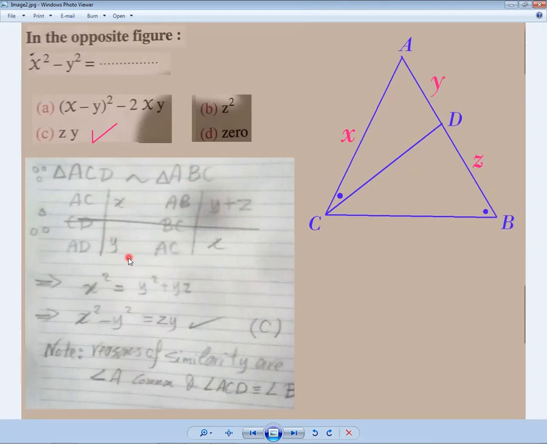Now, we have to equate ratios, X over Y and Y plus Z over X, making cross multiplication, multiplying X by X to get X to the power of 2, multiplying Y and the total of Y plus Z, you will have Y power 2 plus YZ. Taking this equation and moving Y squared to the left-hand side, you will get X squared minus Y squared equals ZY. So I have to choose number C. I wrote the reason of similarity here: angle A is common and angles B and ACD are congruent angles.